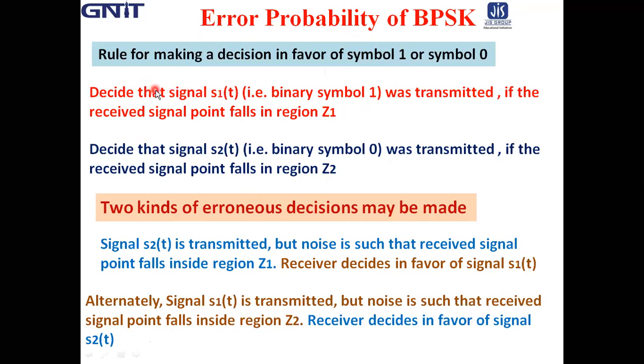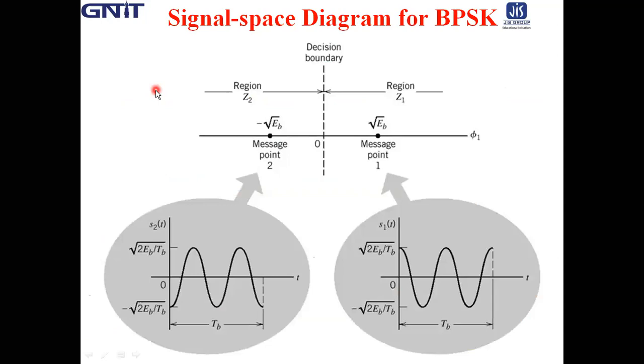To the rule, this is for 1 and this is for 0. Now a decision boundary is required, which is midway between message point 1 and message point 2, and we separate these two regions. In this region we call it Z1, and this region is called Z2.